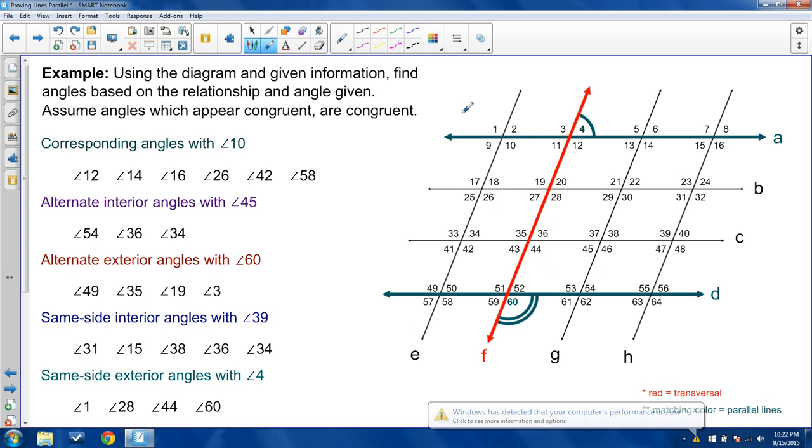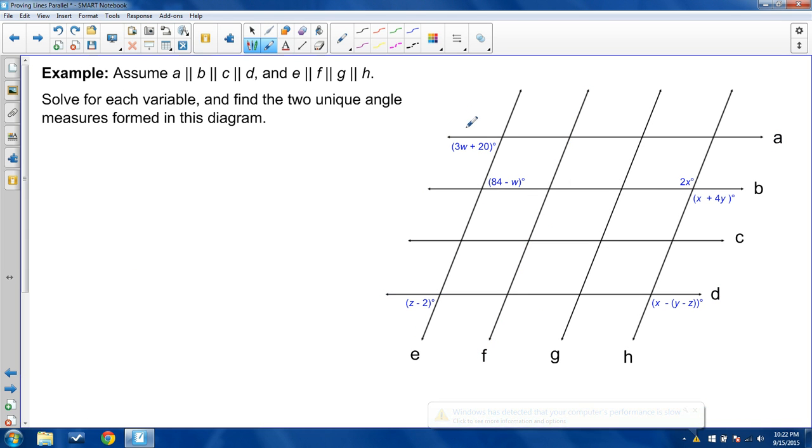Now, what if I had an example here where we assume that these lines are now parallel, A, B, C, and D, and E, F, G, and H are parallel, and we need to find some angle measures. Well, now it's kind of important to say, well, if these are parallel, then certain things are congruent. For instance, where can I build up here? I could do something that sets 2x equal to x plus 4y because those are vertical angles, but that doesn't help me solve for a variable because I have 2 unknowns and only one equation. So that's not going to help.